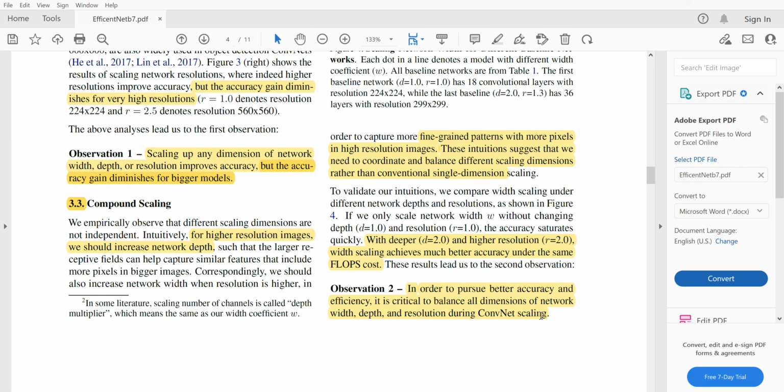Right. So far, first they made an observation that scaling network depth, width, and resolution improves accuracy, and second they observe that in order to pursue better accuracy and efficiency, it is critical to balance all dimensions of network width, depth, and resolution during convolutional scaling. That is, it should be a balanced approach in all dimensions. For example, with depth d=2.0 and resolution 2.0, width scaling achieves much better accuracy under the same FLOP cost.